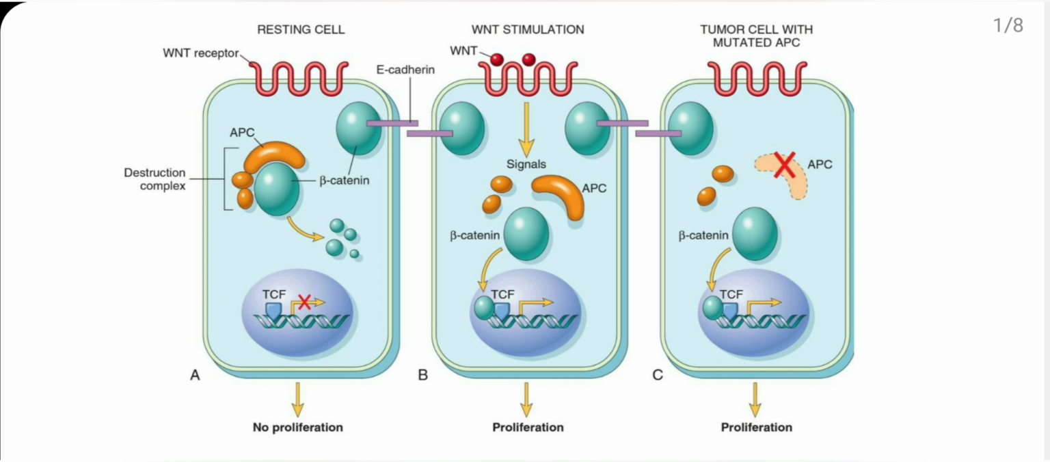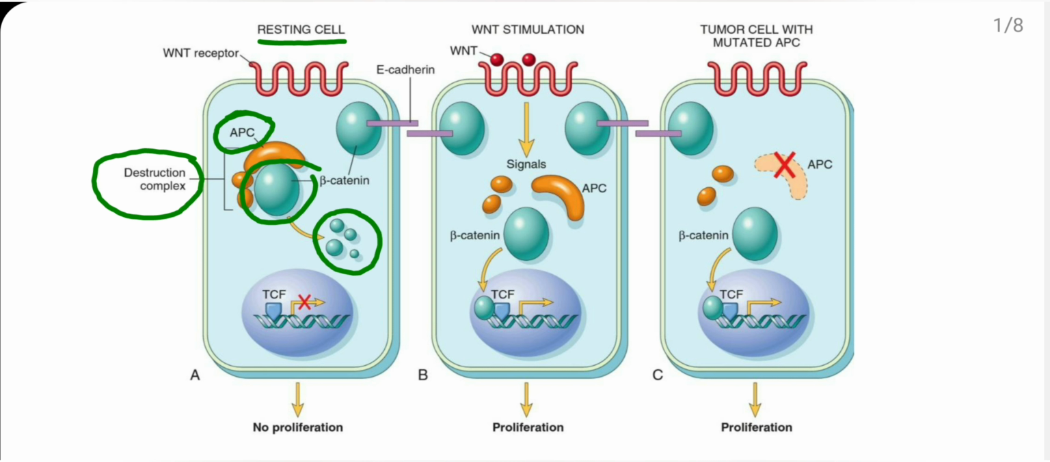Now, what is this beta-catenin? If beta-catenin is present in the cell, it will translocate into the nucleus, causing proliferation. So in the resting state, what will happen? APC will bind to beta-catenin, forming a destruction complex and causing its degradation. After degradation, it cannot enter the nucleus, so there is no transcription, there is no proliferation.